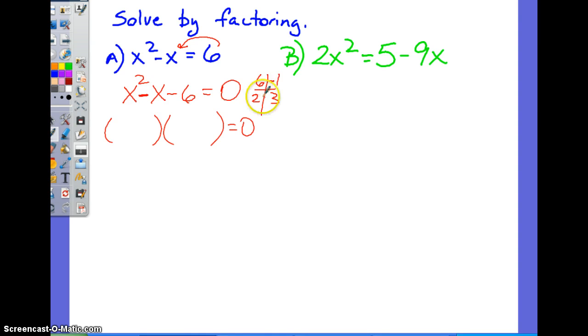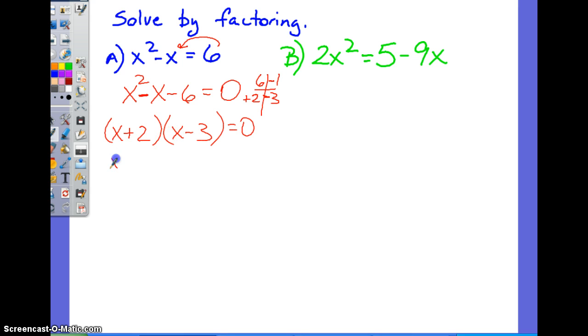So I need to do -3 plus 2. So my factors are x plus 2 times x minus 3. And remember, you can reverse FOIL that, or you can FOIL it to check it. 2 times 3 is -6. X times -3 is -3x plus 2x is -x.